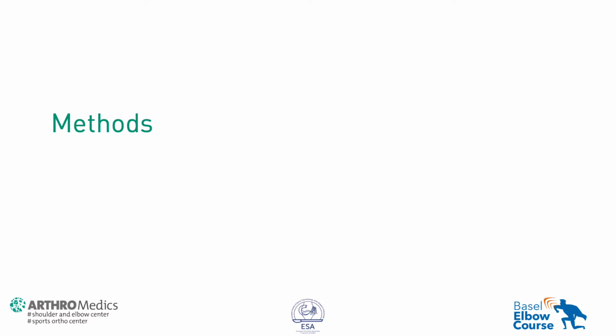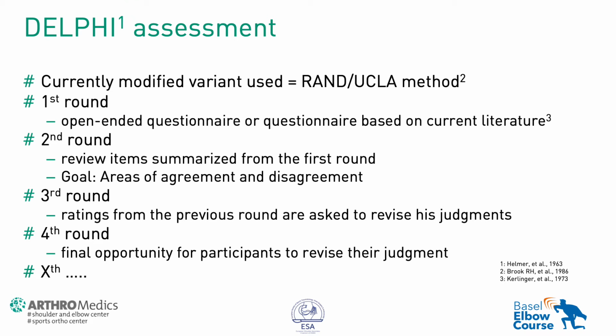Well, we wanted to answer all these questions as well as possible, so that's why we did a Delphi assessment. We used the currently modified variant from RAND and UCLA. So basically we have different rounds, and the first round is really an open-ended questionnaire where we looked at the current literature. So we looked at all publications since 1960 until that date, that was in 2018. And then we asked the audience what the questions are, what the topics are that we want to answer.